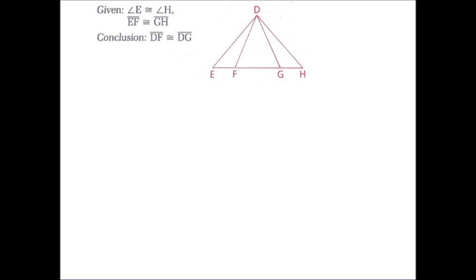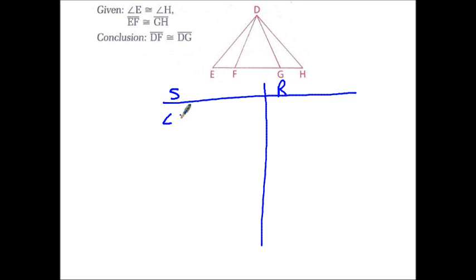Okay, so for our first one we have a proof. Let's copy down that picture and let's get our proof going. So here we go. We've got statements and our reasons. We're given that angle E is congruent to angle H. We're also given that EF is congruent to GH. Both of those reasons are given, and I'm going to mark them in. Angle E is congruent to angle H, and EF is congruent to GH.